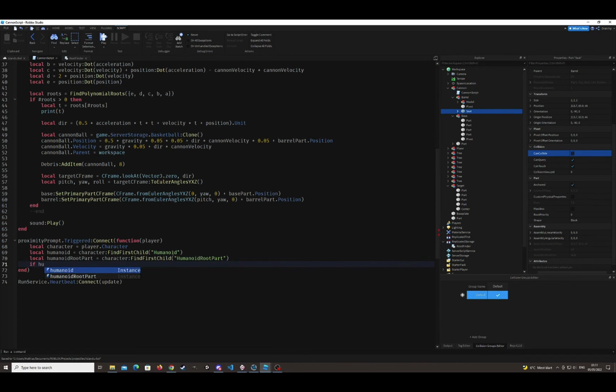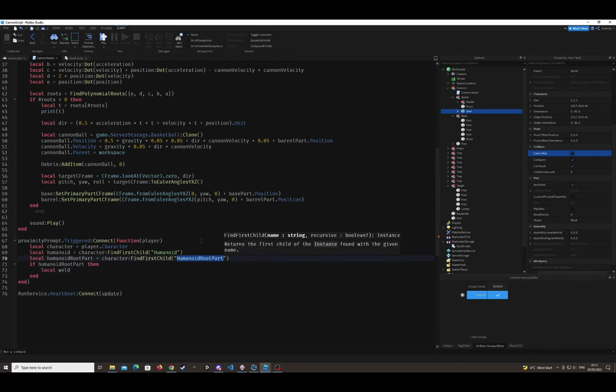If humanoid root part, then here's a religious question. Should you just do character primary part or find first child humanoid root part? What is the official way of doing that? Sorry, can you repeat? So I think the humanoid root part is the primary part of the character, and I never know whether I'm supposed to get this by doing dot primary part or what you just did.